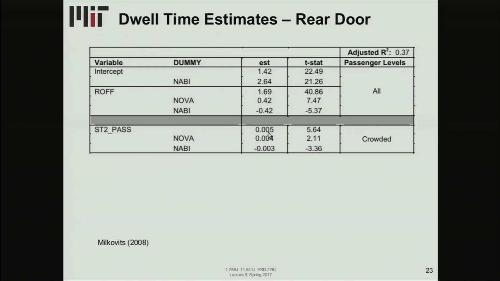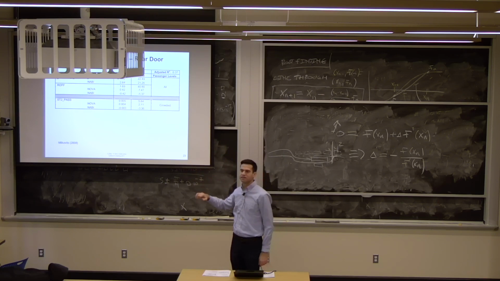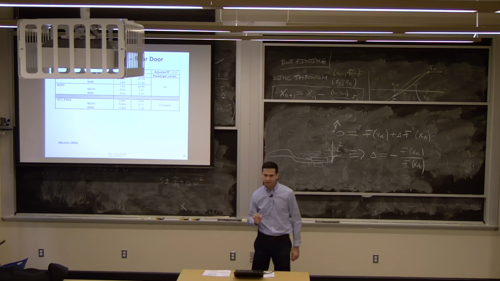So the general friction factor was 0.005. It was 0.009 for Nova buses and 0.002 for Navi buses, right? So you have to add these up to get the effective friction factor on a particular bus.